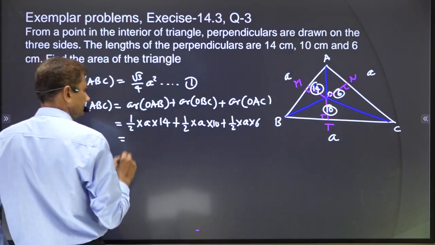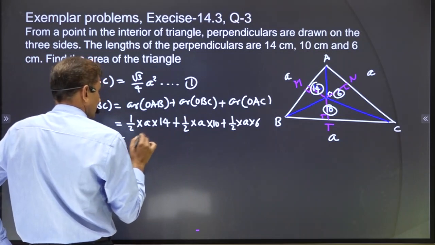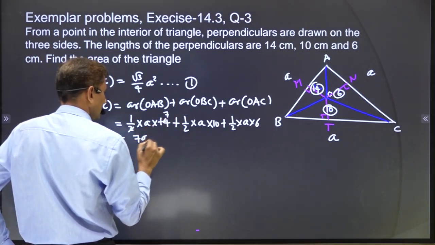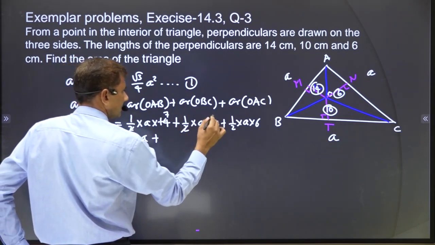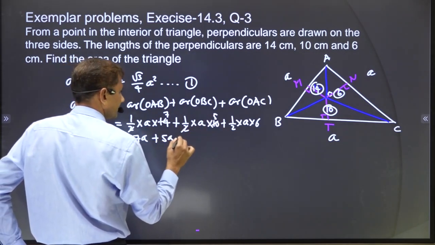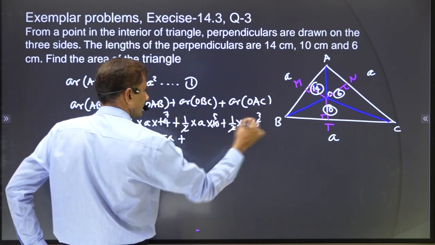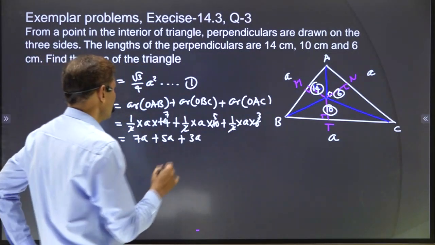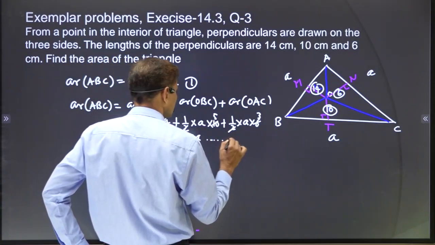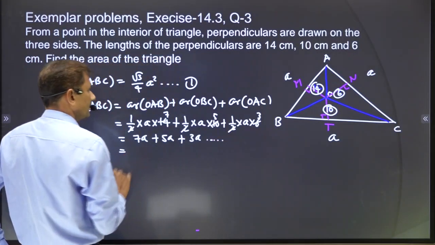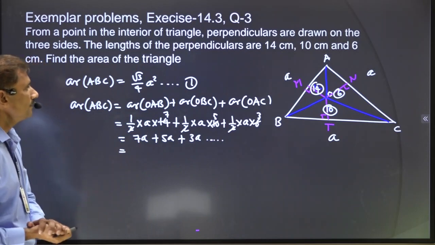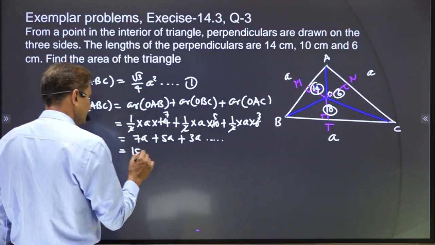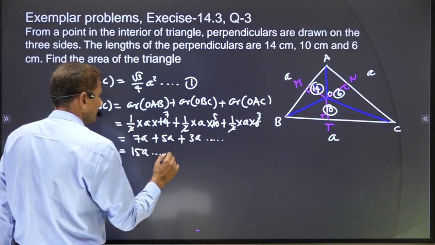So now 7a plus 5a plus 3a. This is another expression of the area of the same triangle. So let's add all of them: 7, 5 and 3, so 15a. Let this be number 2.